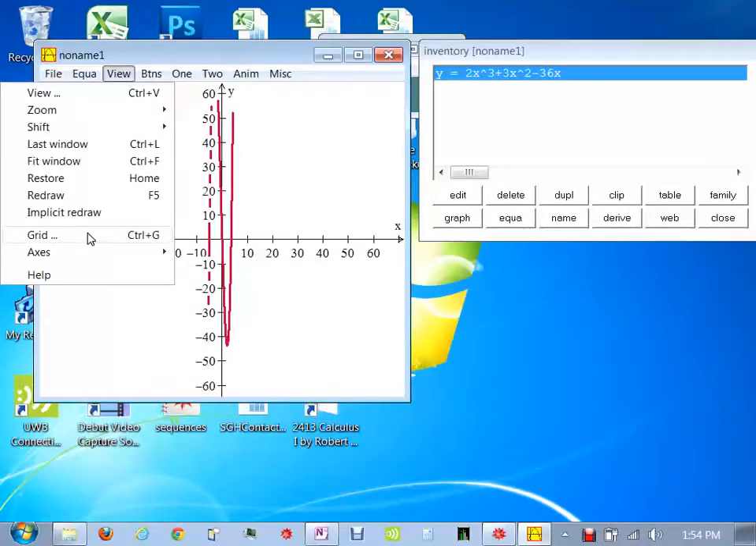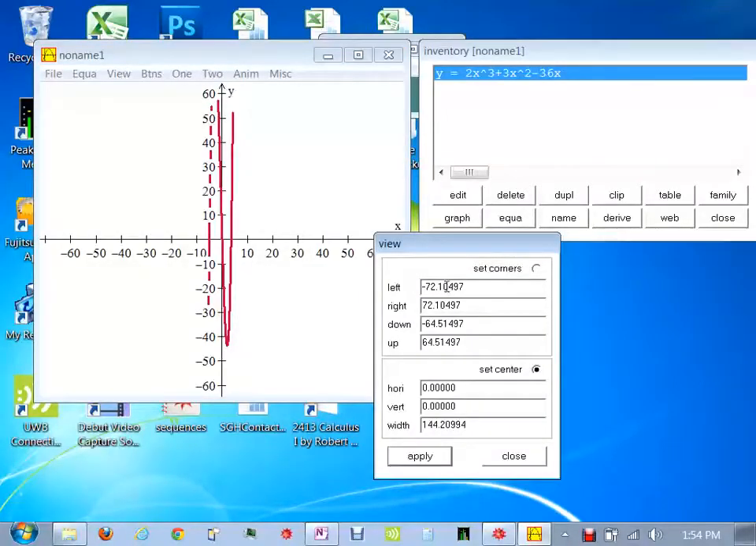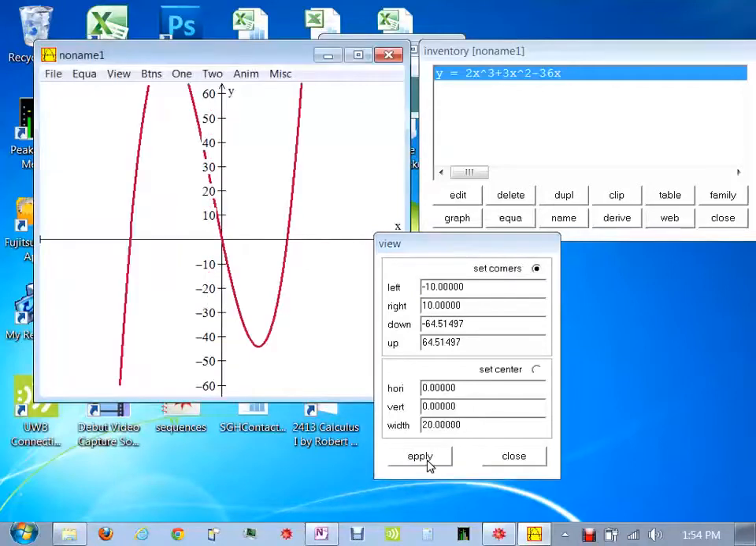Here we go. Let me try. Remember last time we did this? It didn't work. Let's try it again. I don't know why it didn't work last time. What was our maximum? Was it 81 or something like that? So I'll make it 90.